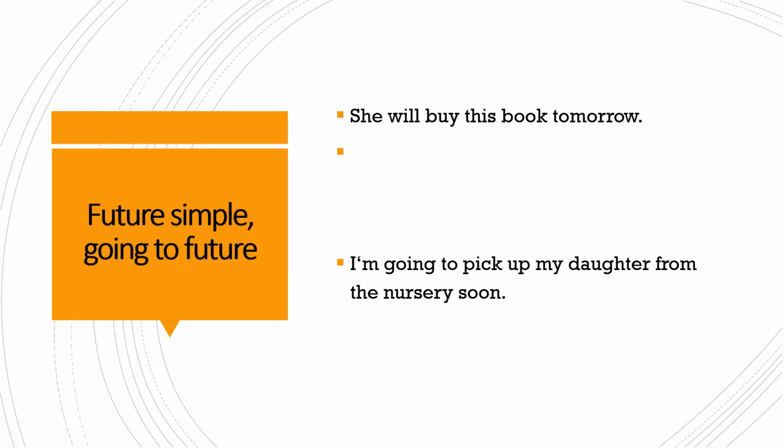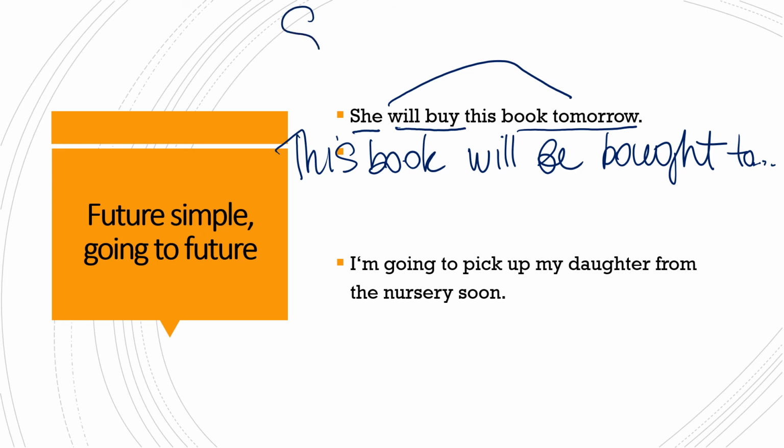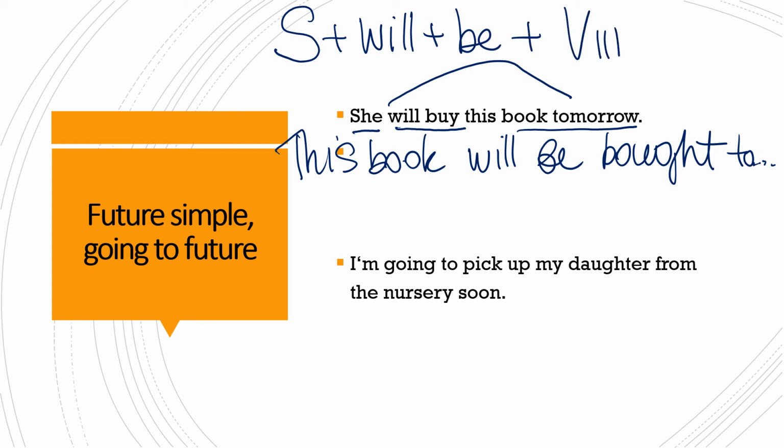Moving on. Future simple and going to future. You know that there are different ways of expressing the future tense in the English language. So we're going to look at the future simple and going to future. She will buy this book tomorrow. This book is an object. She is the subject. So the swap. This book will be bought tomorrow. I don't have the space for that. So the formula for the future simple would be subject plus will plus be plus verb from the third column or with an ed ending.